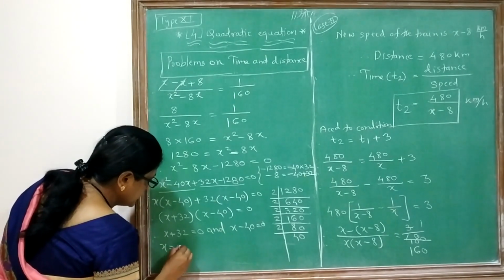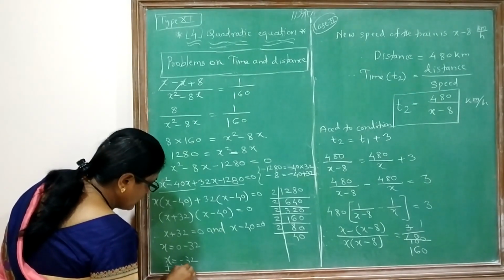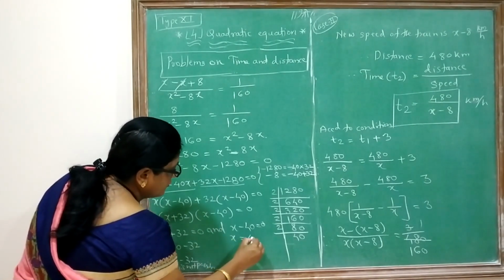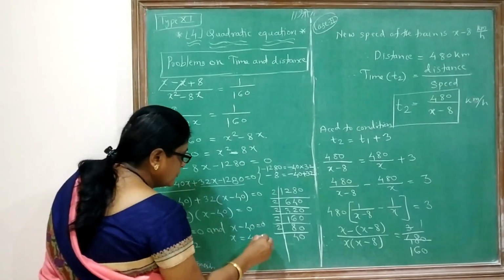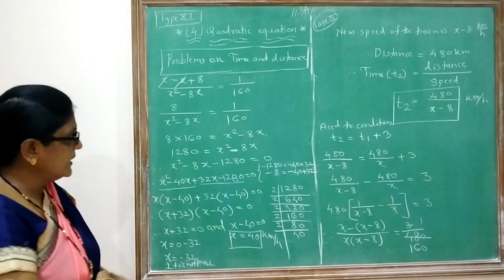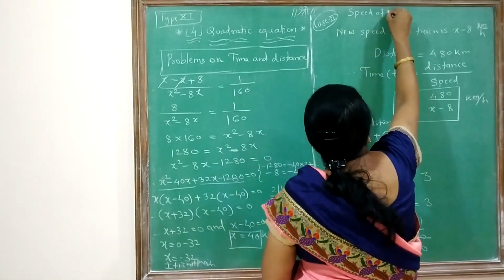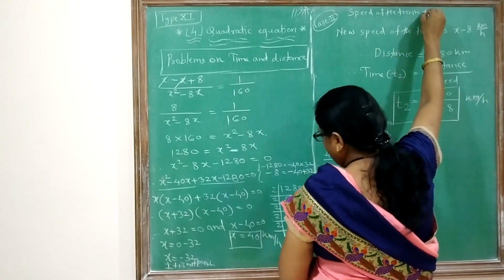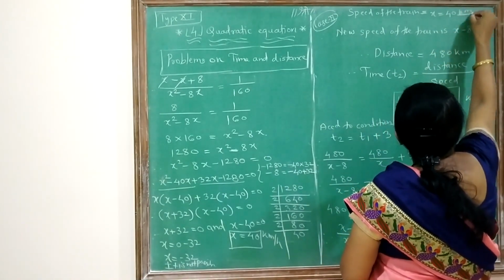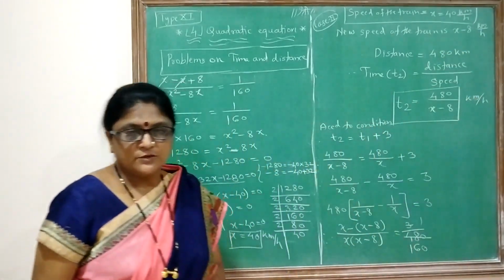Then x equal to 0 minus 32, that is x equal to minus 32, and it is not possible. Here x equal to 40 kilometers per hour. Your answer is the speed of the train, x equal to 40 kilometers per hour. This is your answer.